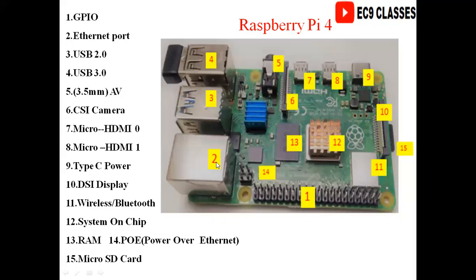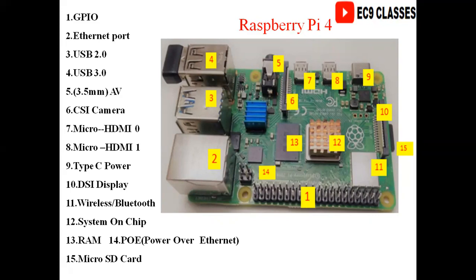Pins. Next, second, it is nothing but the Ethernet port. Next, 3 and 4 are the USB ports, right? So these are the USB ports. Next, after that, 5, it is a 3.5 mm audio and video port. AV means audio and video. Next, the sixth one is a CSI camera port. This is the CSI camera port. Next, the seventh and eighth are nothing but micro HDMI ports. 2 slots are available here. The ninth one is the type C power pin, so that we can give power to our Raspberry Pi microcontroller.